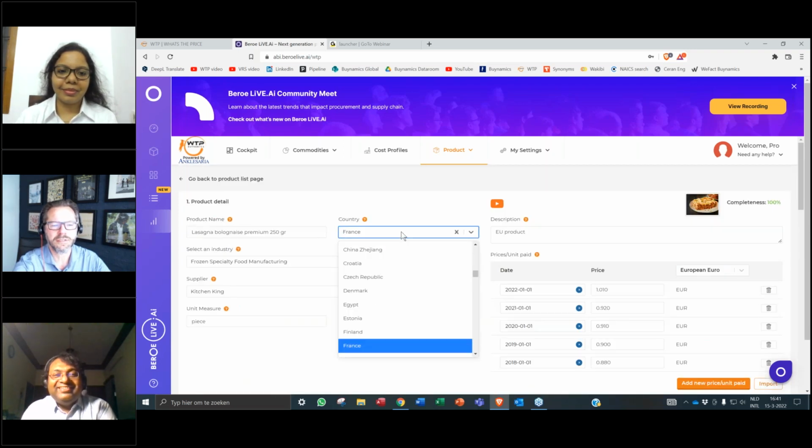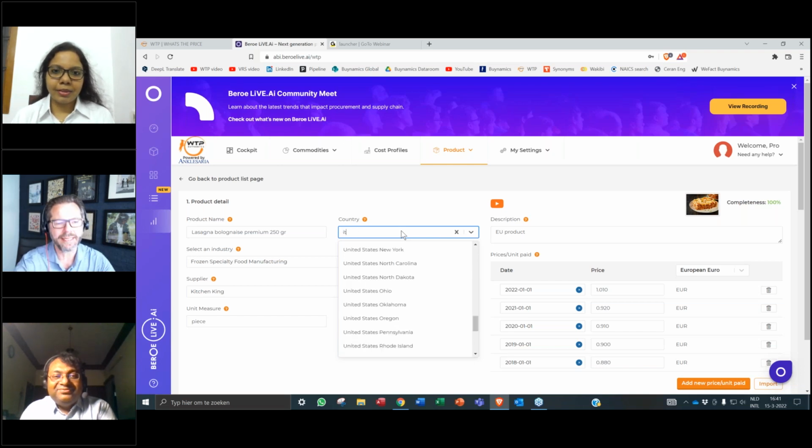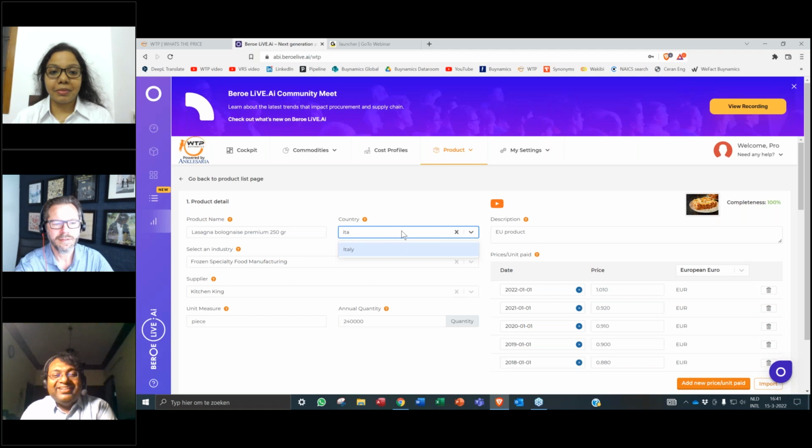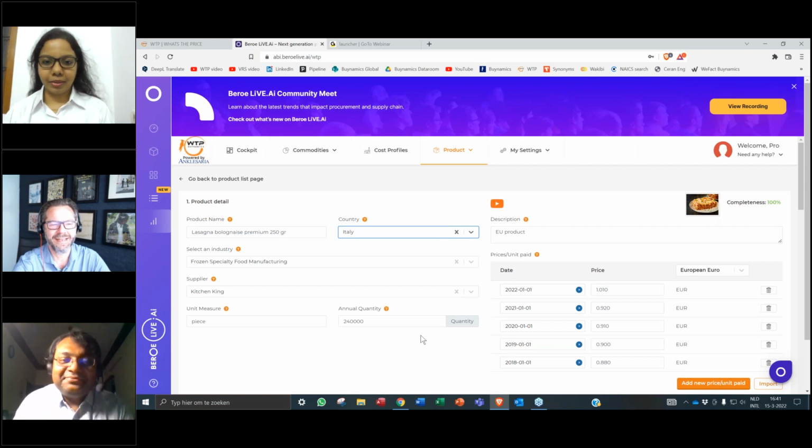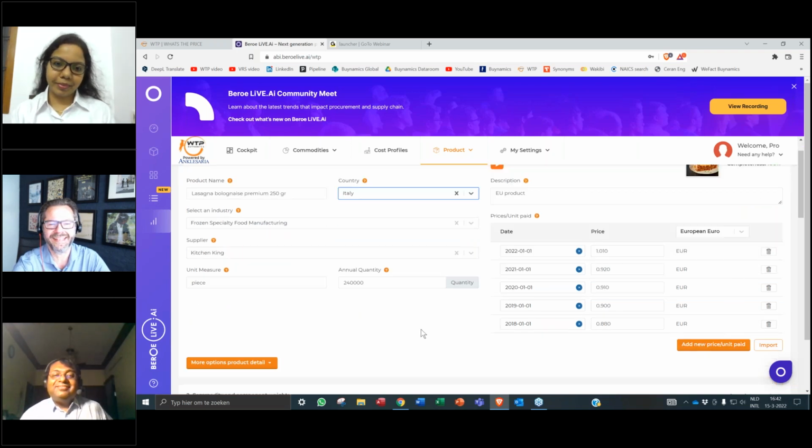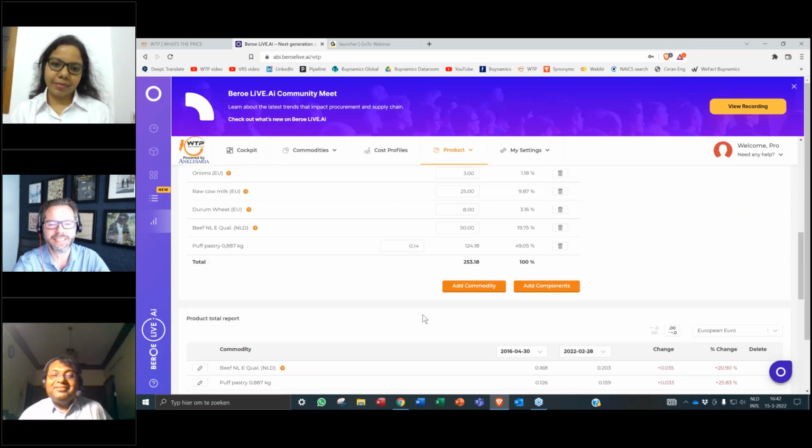Some people in France believe their lasagna is better than the Italian one. Okay. But let's compare the cost. This says more about people in France than buying and rational stuff. So I changed it into Italy.